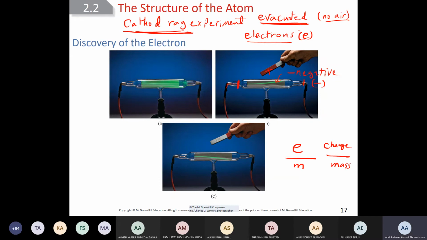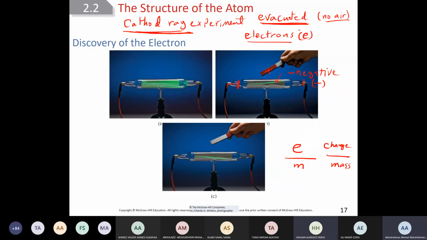Is this clear? So let's repeat one more time. What's the name of the experiment? Cathode ray experiment. Who did it? J.J. Thomson. What did he discover? That electrons are negative. Yes, excellent. And then what did we calculate?